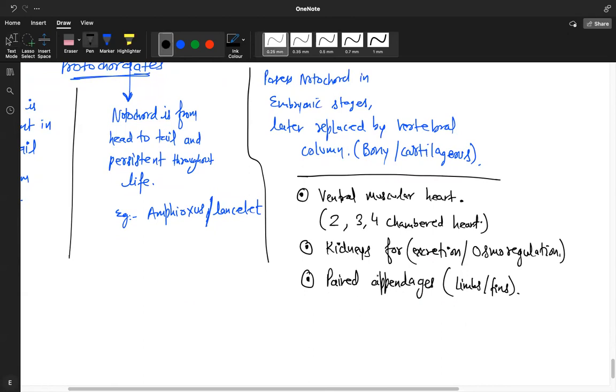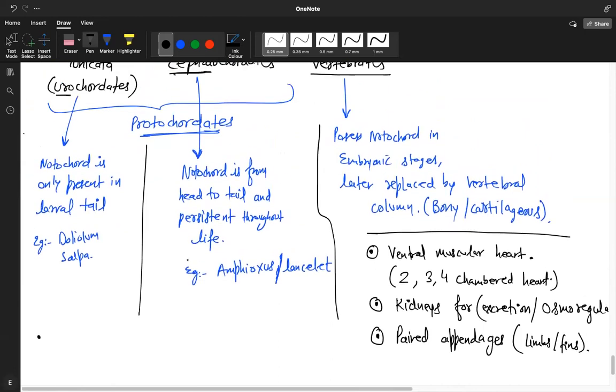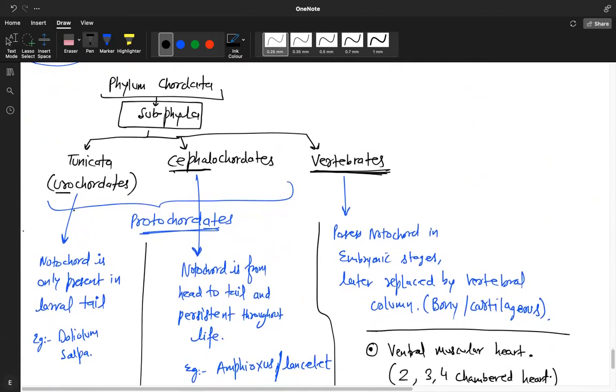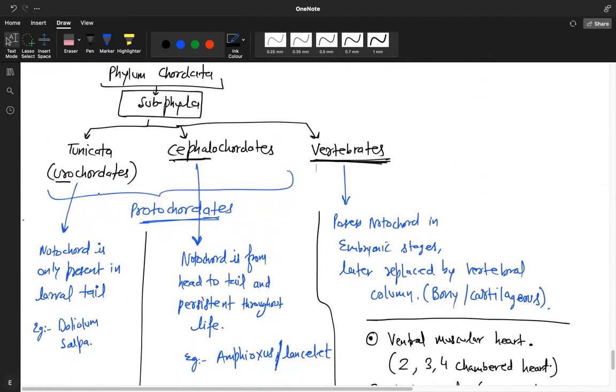Okay, so these are other things. Now we will not focus more on protochordates. It was just for you to know that there are urochordates and cephalochordates, which are together called protochordates. We will follow vertebrates from here onwards. Is this part clear? The phylum and the subphylum?